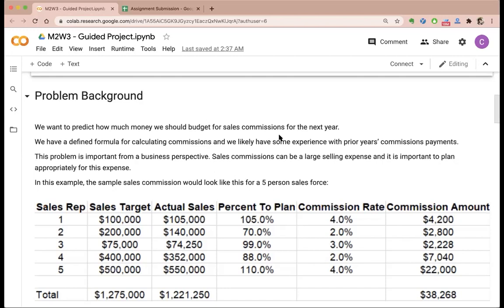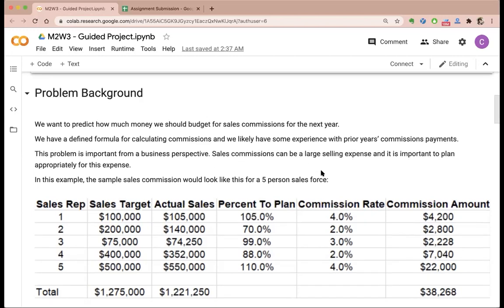Okay. For that, what do we have? We have a defined formula for calculating commissions, and we likely have some experience with previous years' commission payments. Okay. This problem is important from a business perspective. Sales commissions can be a large selling expense, and it is important to plan appropriately for this expense. In this example, the sample sales commission would look like this for a 5% sales force.